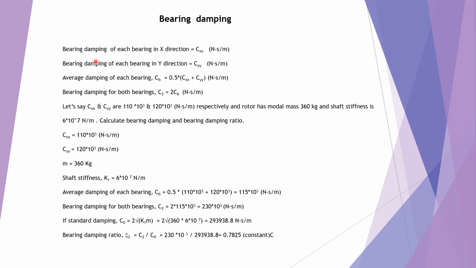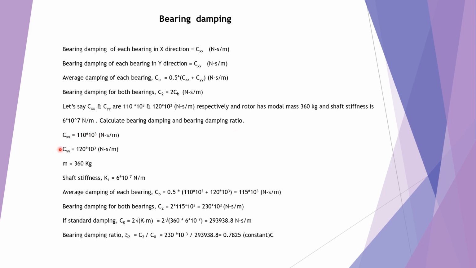Now bearing damping. The bearing damping of each bearing in the x direction is Cxx, and the bearing damping of each bearing in the y direction is Cyy, in Newton second per meter. The average damping of each bearing is Cv, equal to half of Cxx plus Cyy. The bearing damping of both bearings is 2 times Cv. Let's say Cxx and Cyy are 110 into 10 to the power 3 and 120 into 10 to the power 3 Newton second per meter respectively, and the rotor has a modal mass of 360 kg and a shaft stiffness of 6 into 10 to the power 7 Newton per meter. Calculate the bearing damping and bearing damping ratio.